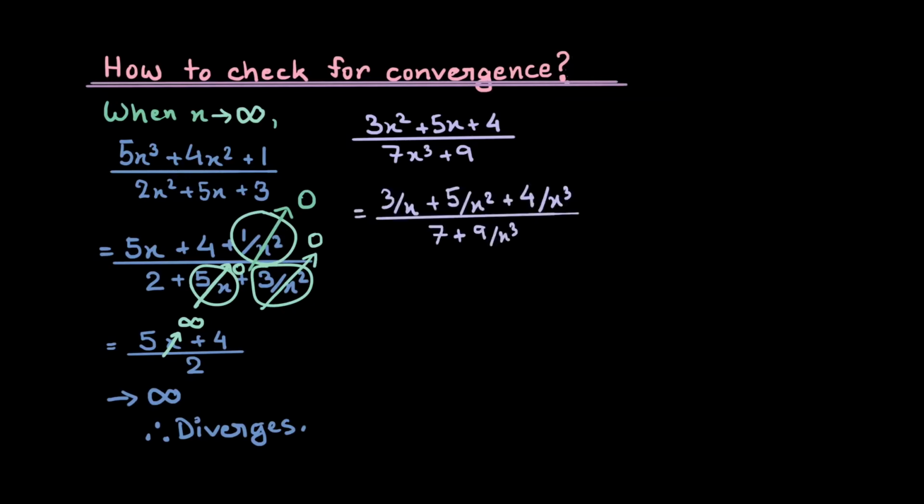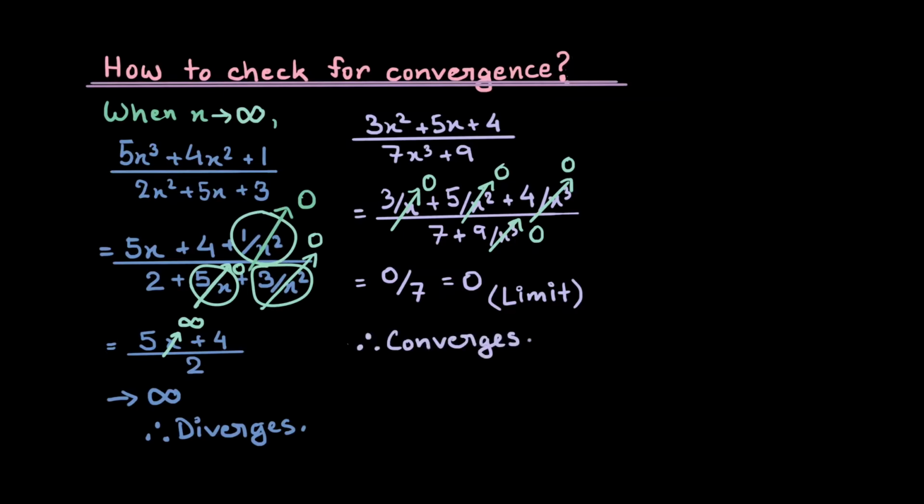As per the last one, we divide the whole thing by x cubed, and then we try to find out what happens. As x approaches infinity, all the fractions approach 0. All the fractions vanish, and we have remaining 0 divided by 7, which is obviously equal to 0. Now 0 is a constant value. So 0 is a limit. As x approaches infinity, the total fraction approaches 0. So this fraction converges.